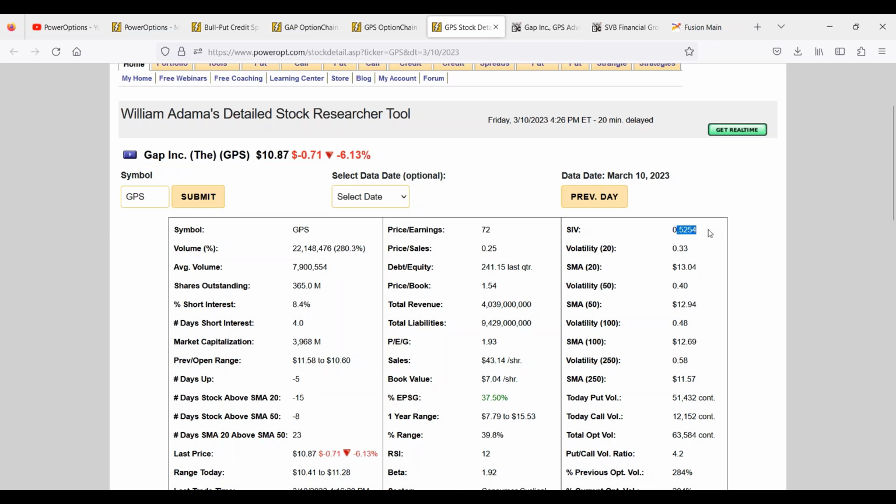See the IV here, the average of all the in the money and out of the money near-term calls and puts is 0.5254, kind of what we saw in the chain. 20-day volatility is only at 0.33, the 50-day at 0.40. So that is a big swing. They're expecting more movement than the average, even in the shorter term, because of this negative news that's coming out, the negative earnings. I can't remember the exact numbers, but they lost in all 4 segments of their income streams. Not a good look.